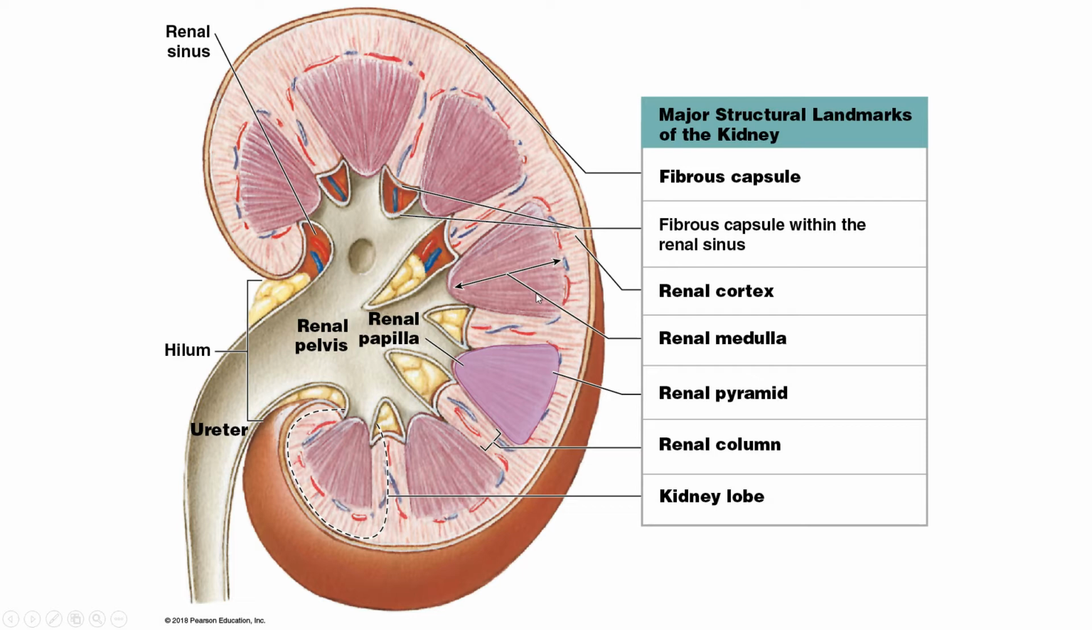Of course, if you were going to look at a kidney lobe, it is the pyramid and the overlying cortex. So here's your kidney lobe. It's the pyramid and the cortical region that is associated with it. And of course, each kidney contains about 6 to 18 of these lobes.